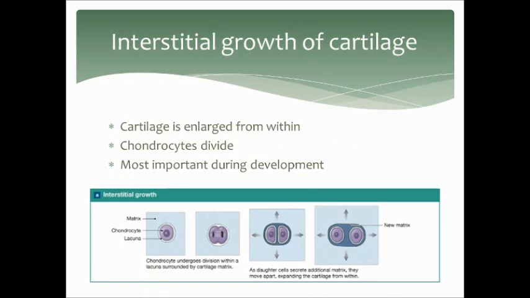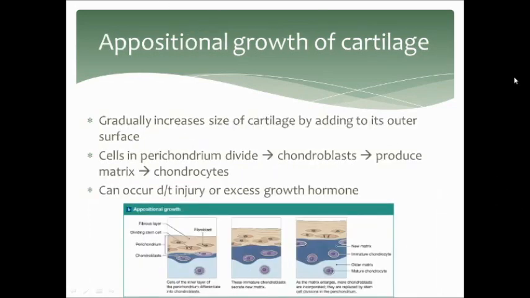There are 2 different ways that cartilage grows. One model is this interstitial growth of cartilage. Cartilage will enlarge from within, where chondrocytes will divide and extend. So these daughter cells will start to secrete an additional matrix, so they move apart and expand the cartilage. This is really important during development and growth.